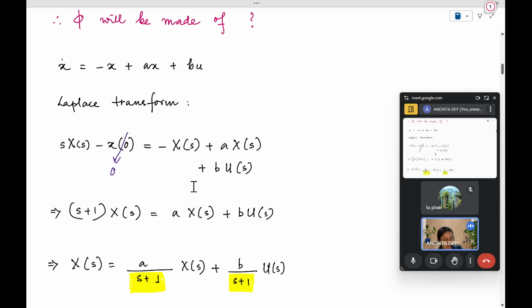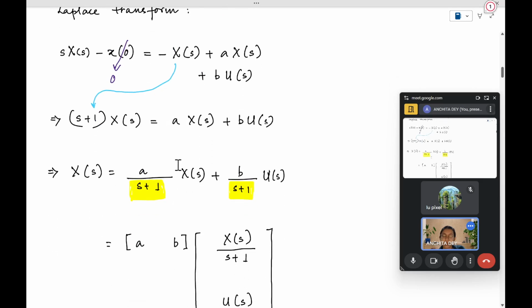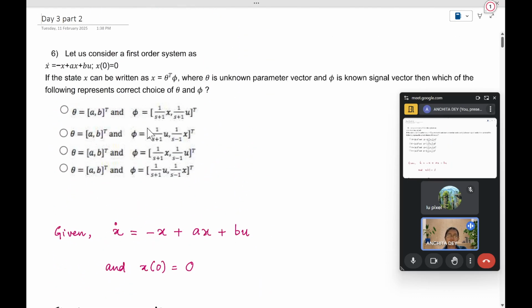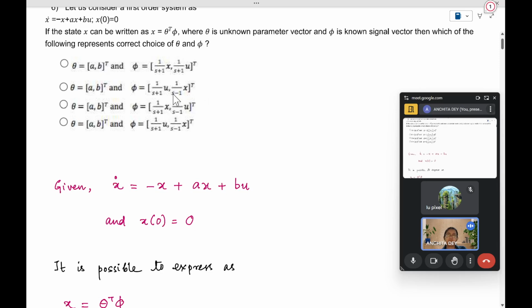We do a simple side change, bring it here, and we have s plus 1 into x of s, which is equal to a x of s plus b u of s. So this simply implies that if you bring s plus 1 to the denominator, we have x of s equal to a by s plus 1 x of s plus b by s plus 1 u of s, right? Now we can see that it is somehow similar to whatever expression was given to us. We have this 1 by s plus 1 thing here as well, right? So at least we are close by. The s minus 1 expressions, you can simply discard easily.